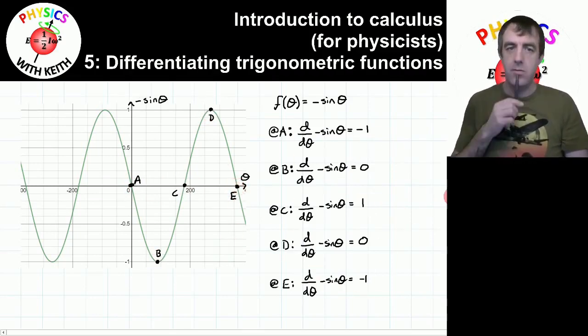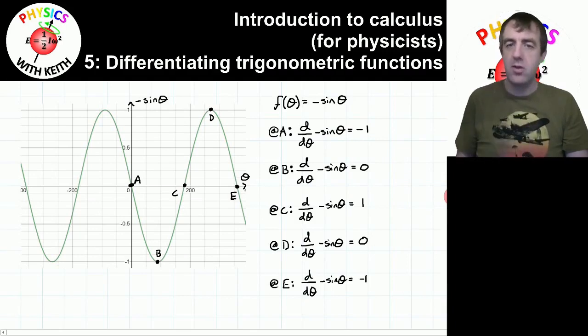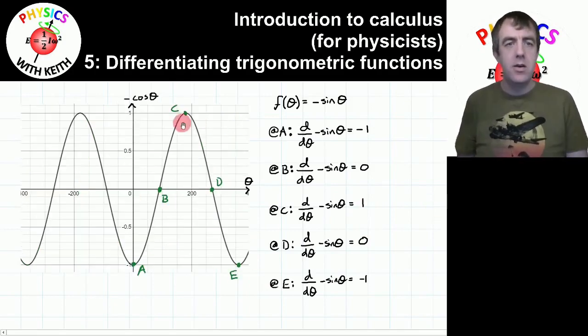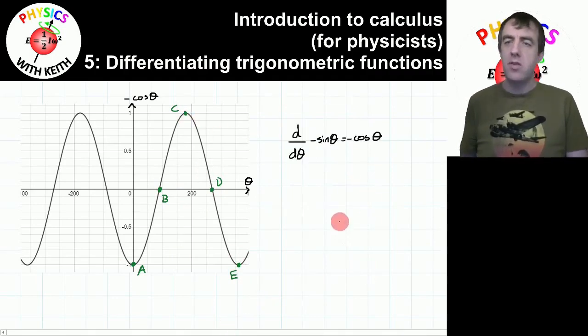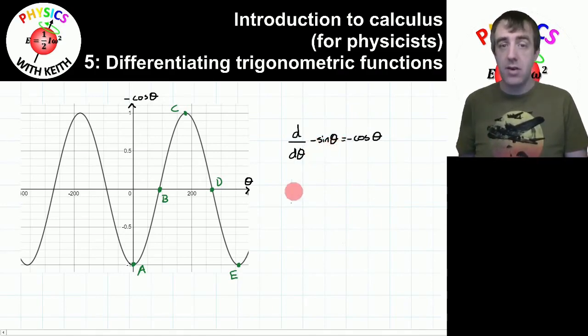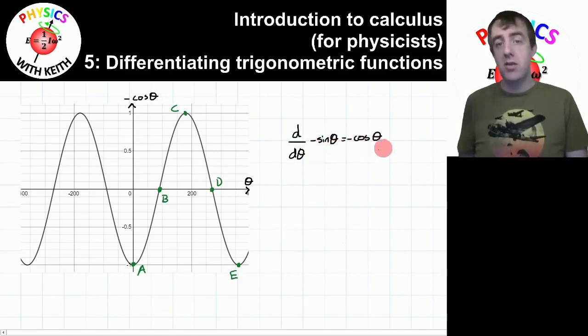So here they are. And do we know a function that has these values at these points? Well, yes, we do. A minus cosine theta function will fit those criteria: -1 at A, -1 at E, 0 at B and D, and 1 at C, just as you can see here. This means that the first derivative of a minus sine theta function is minus cosine theta.